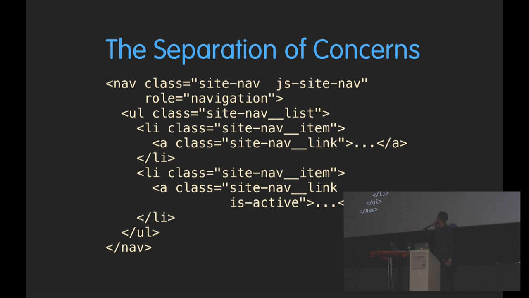But yeah, we can refactor this at least. We're not baking it in. If I'd named every class sitenav list item link, then I would struggle, but at least they are fairly well decoupled.